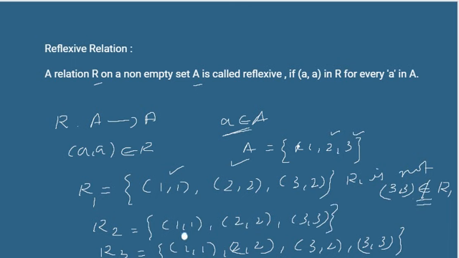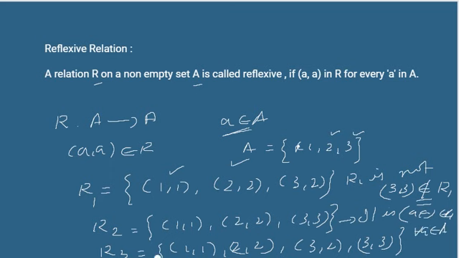R2 is equal to the set {(1, 1), (2, 2), (3, 3)}. So what can you say about the second relation R2? It is reflexive because for every a in A, the ordered pair (a, a) belongs to R2. Here (1, 1) is there, (2, 2) is present, and (3, 3) is also present. So you can say it is reflexive, since (a, a) belongs to R2 for all a in A.